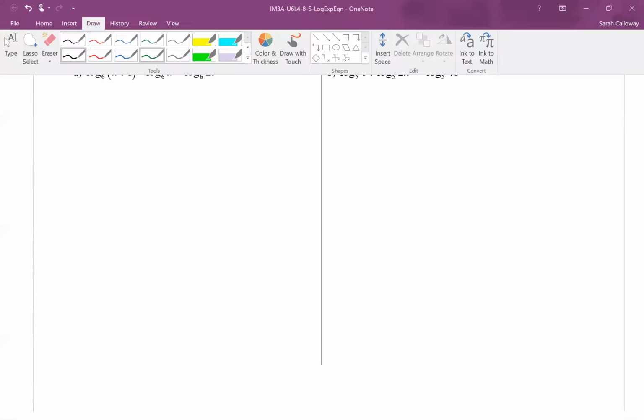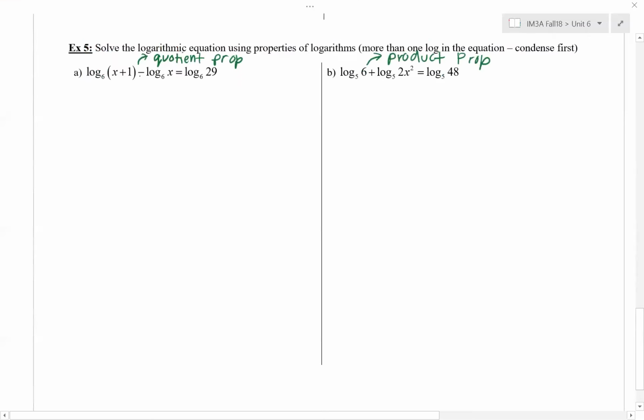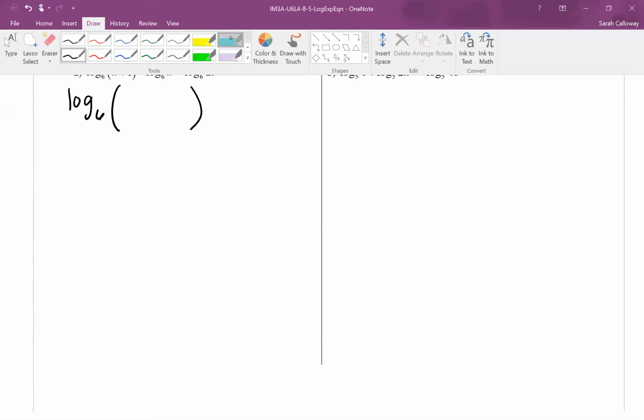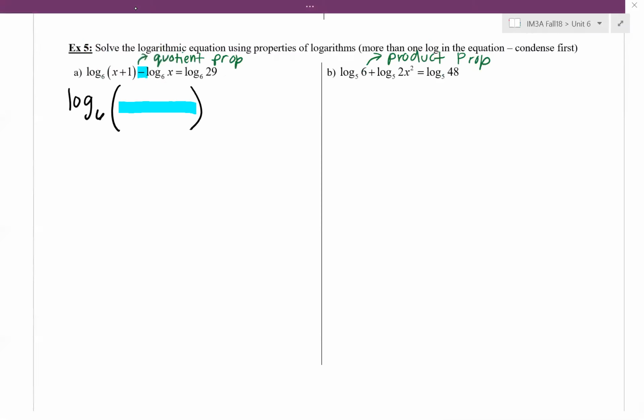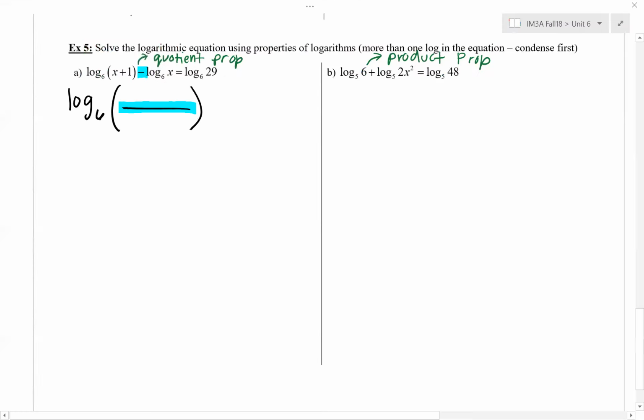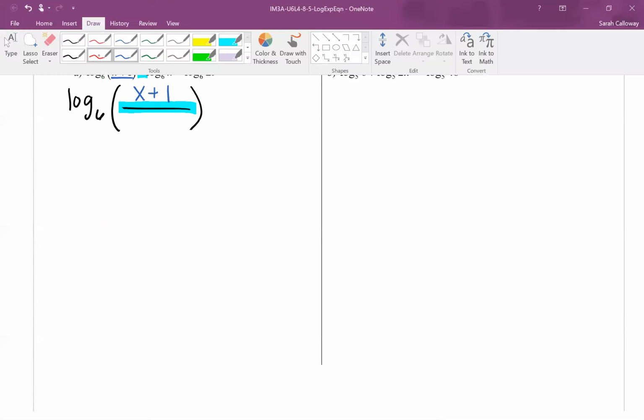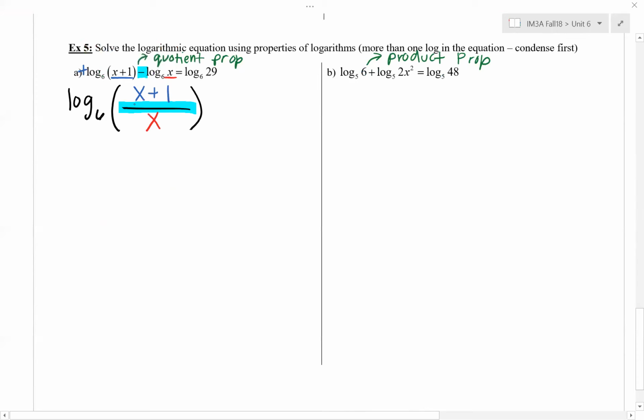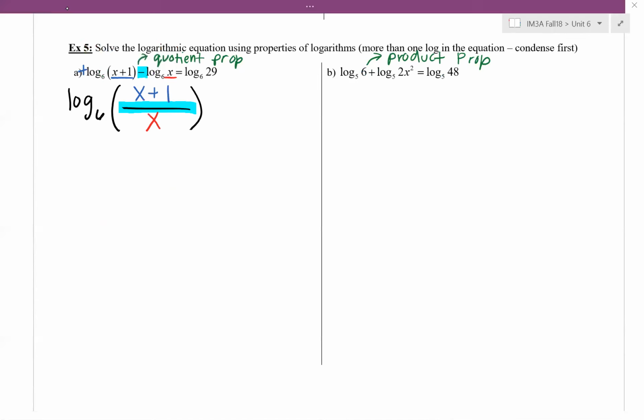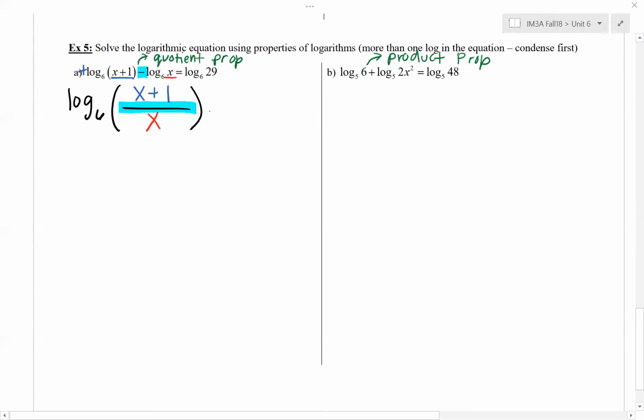So meaning I'm going to rewrite log base 6 of x plus 1 minus log base 6 of x as a single logarithm. Because this is subtraction, that tells me that I'm dividing my two pieces that I'm taking log of. So the first part inside the log is the x plus 1. So that's going on top because it's positive here. And then the other one is x, and that's going on the bottom because it's negative there. Okay. And so this is going to be equal to log base 6 of 29.